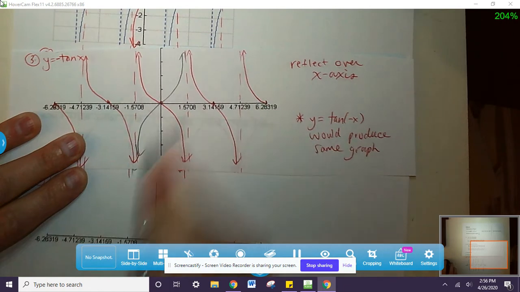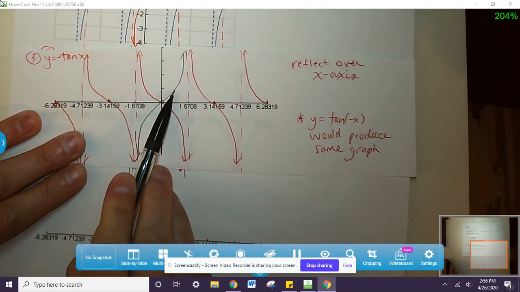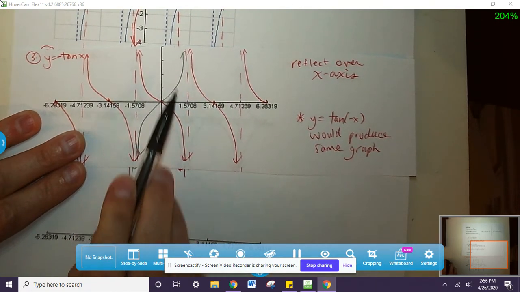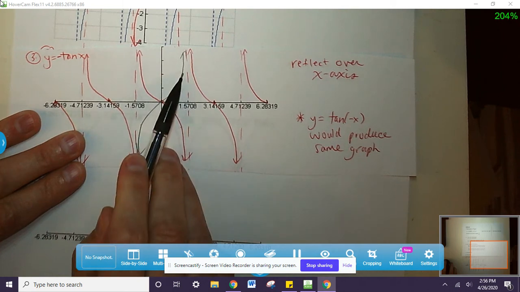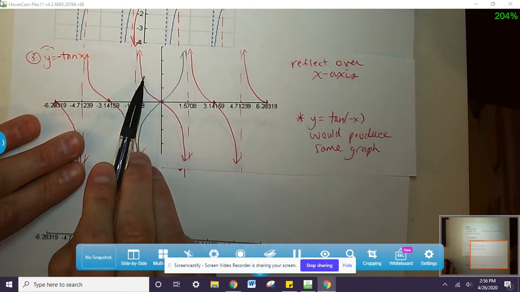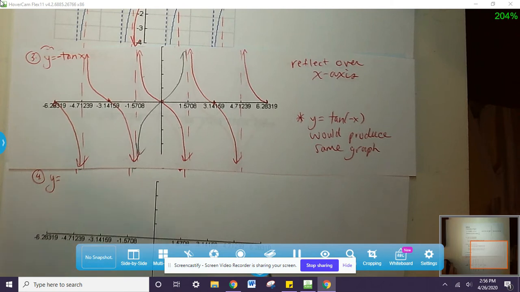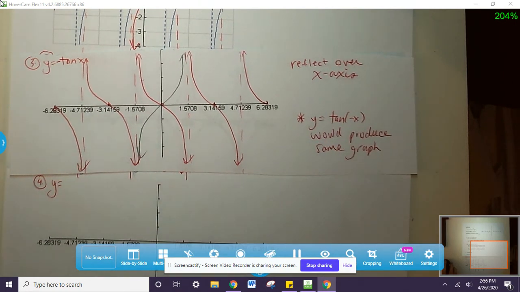Because if you think about those pieces that we flipped, here's the original. Just look at that one piece of the original. If you flip over the x-axis, this piece maps onto that part. But if you flip over the y-axis, this piece maps onto that. And that happens with all the different parts. So whether you reflect over the x-axis or the y-axis, you actually end up with the same graph. Interesting to note.